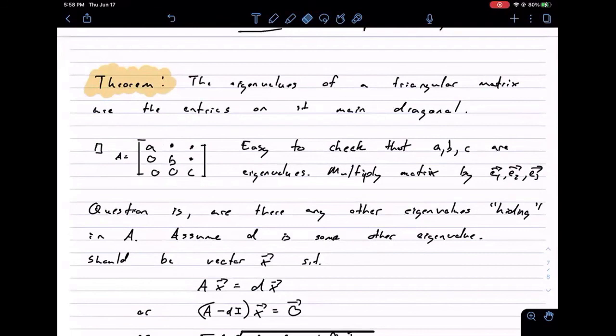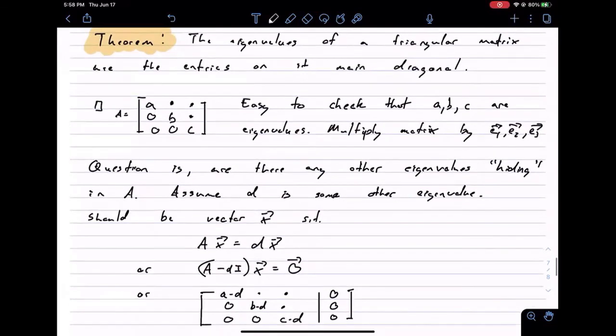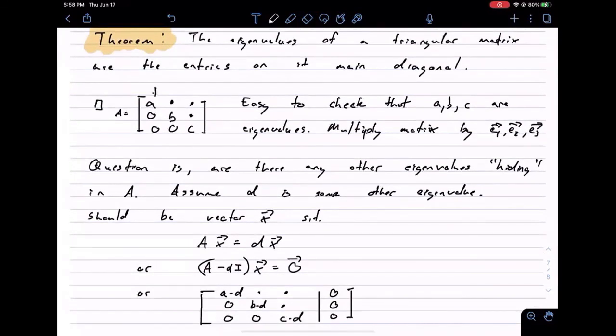The proof would be pretty simple. We can talk through it real quick, though it's not super important. Checking that A, B, and C are eigenvalues is really easy. The slightly more difficult thing is making sure those are the only eigenvalues.